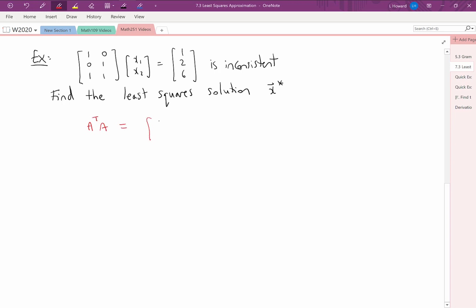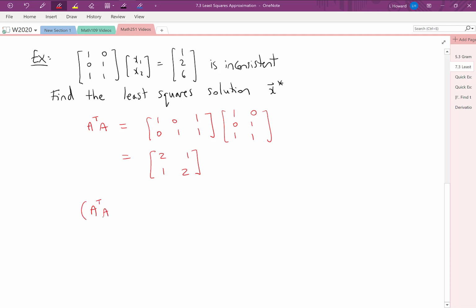So A transpose, just turn the columns of A into rows. So there we go. And we're going to multiply that by the original matrix A. There it is. Do our usual matrix multiplication. We get 2, 1, 1, 2. And then our next task is to take the inverse of this matrix.